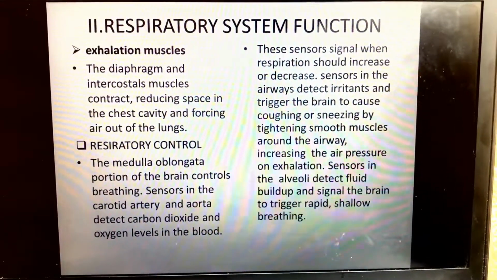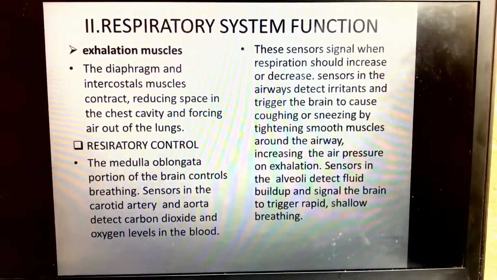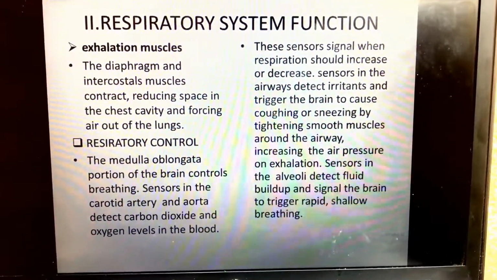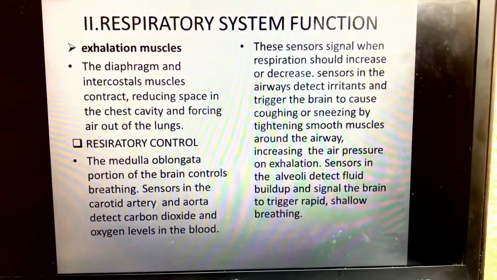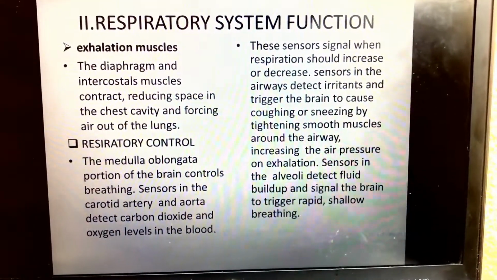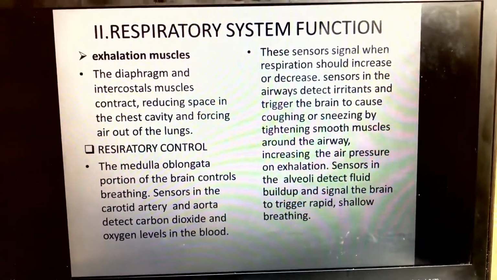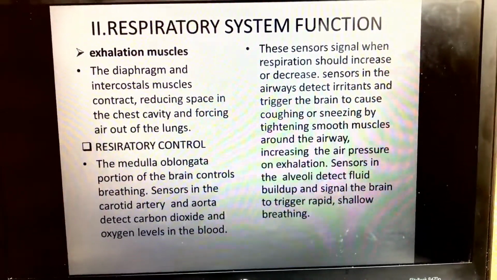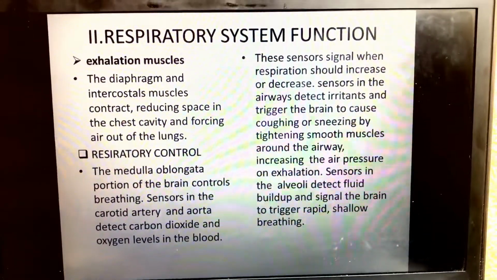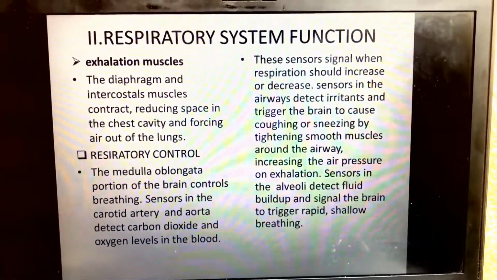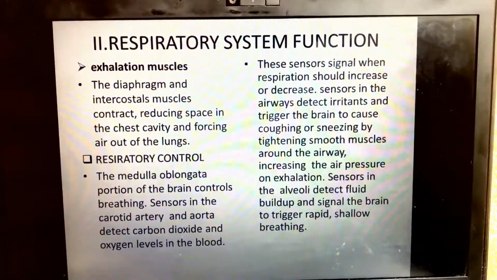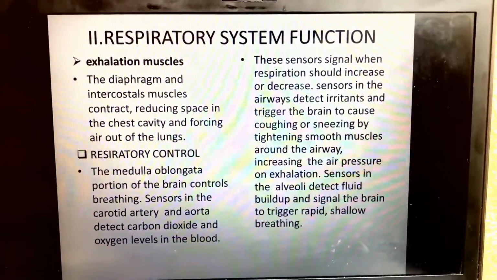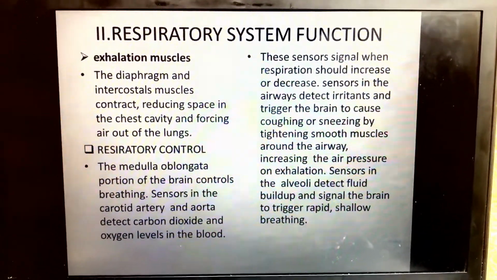To understand very well how we breathe in and breathe out, let's use two systems. You have two volumes: the gases in the atmosphere and the gases in the lungs. Remember that gases move from the higher pressure to the lower pressure.